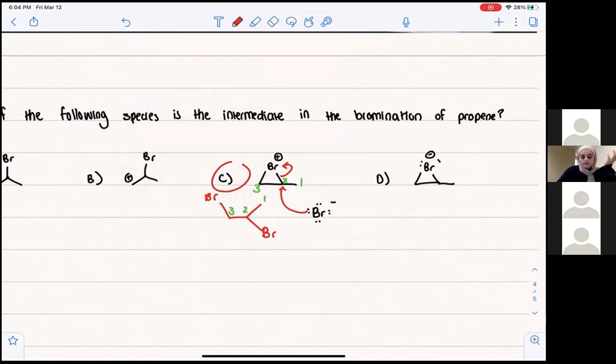For this one, you would technically have to know the mechanism. There really wouldn't be a way to know. So this would have a wedge and a dash. Yeah. But another way that you could draw it is trans like that. I'm pretty sure.